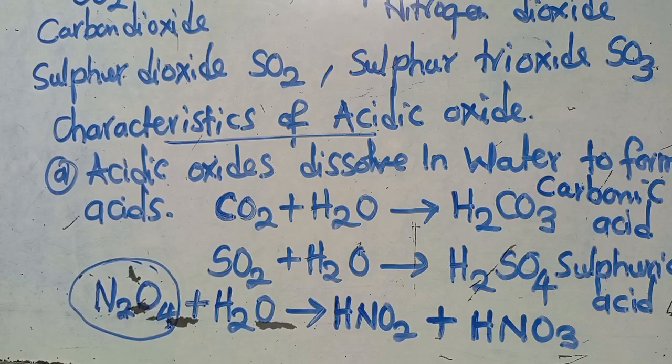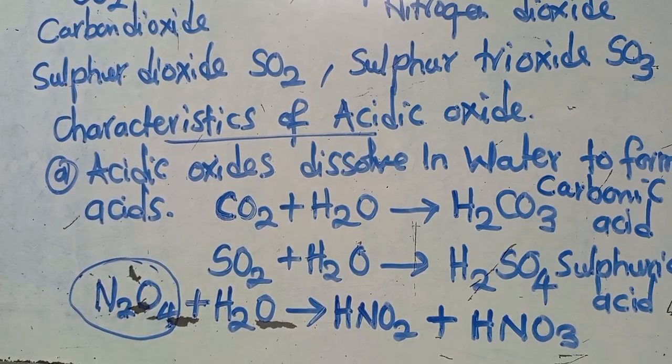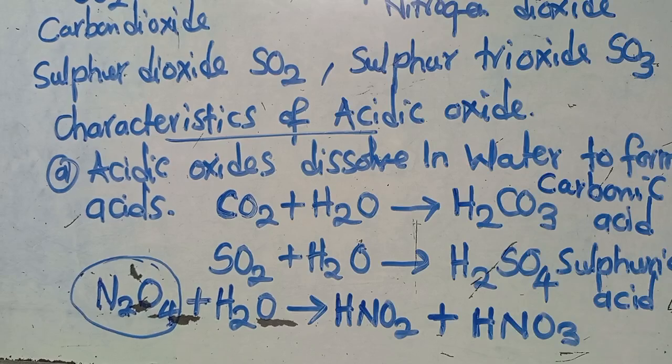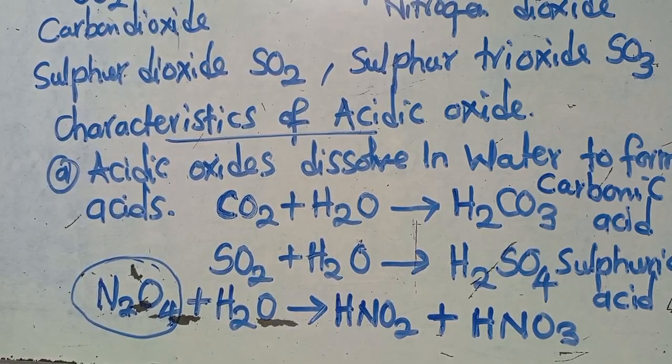So if I ask you a question to say, why do we call them acidic oxides? You must be able to tell me that the reason why they are called acidic oxides is because they dissolve in water or they react with water to form acids. This is the reason why we call them acidic oxides.